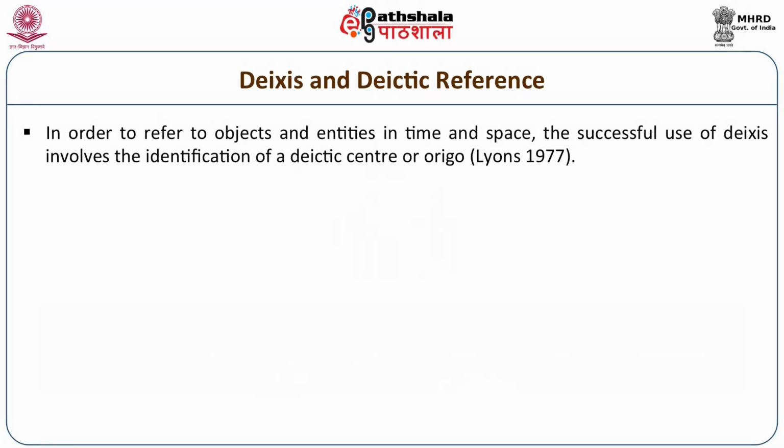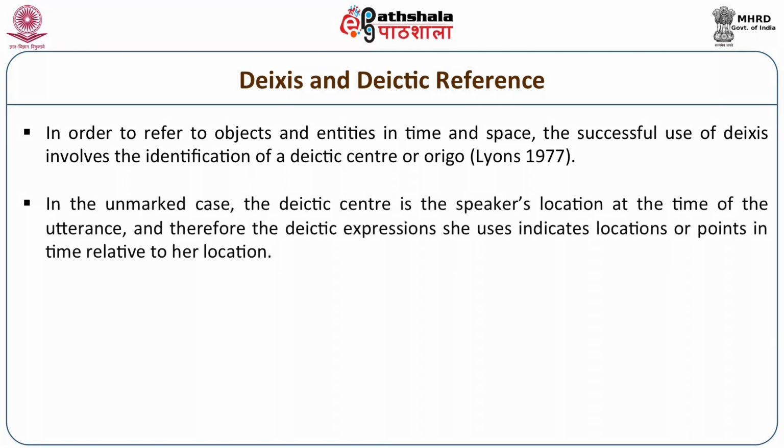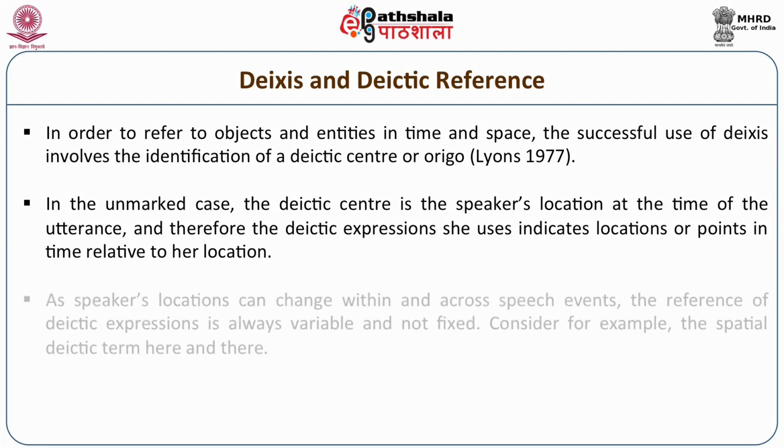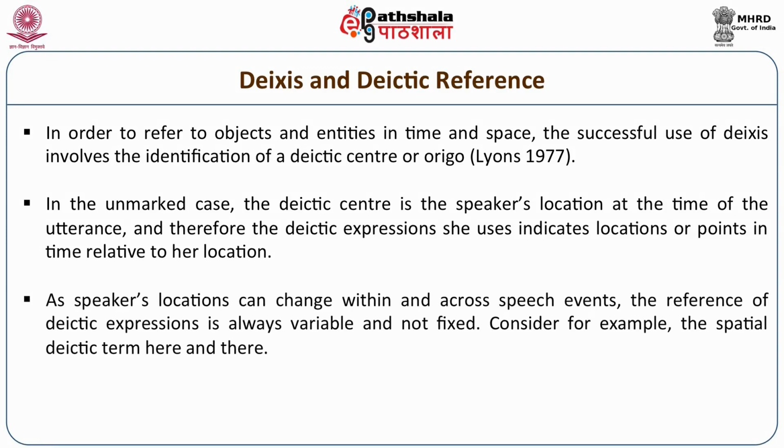In order to refer to objects and entities in time and space, the successful use of deixis involves the identification of a deictic center, or origo, as Lyons 1977 calls it. In the unmarked case, the deictic center is the speaker's location at the time of the utterance, and therefore the deictic expression she uses indicates locations of points in time relative to her location. Speakers' locations can of course change within and across speech events. Therefore, the reference of deictic expressions is always variable and not fixed.